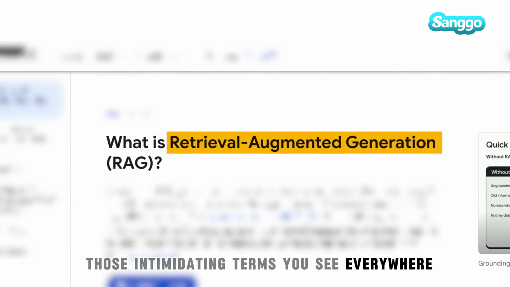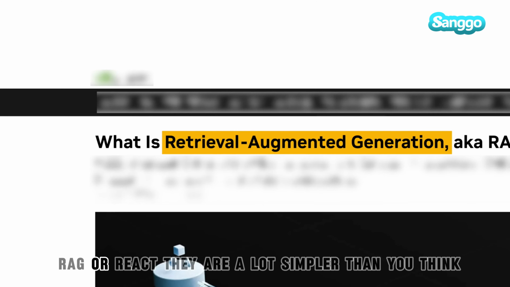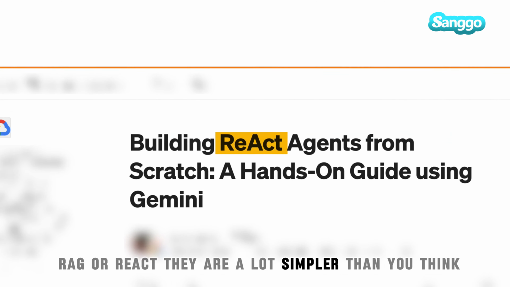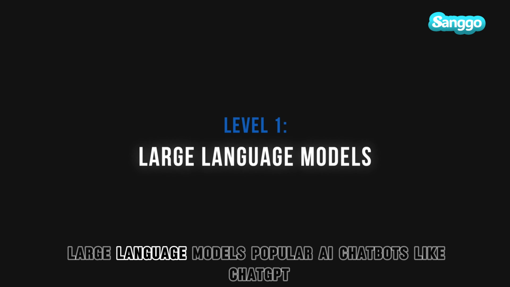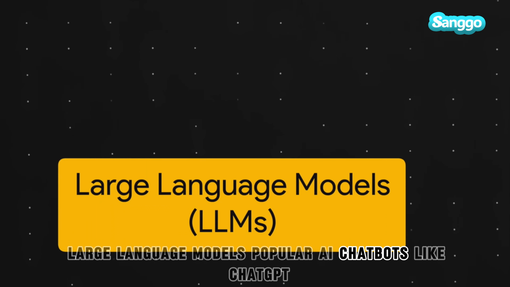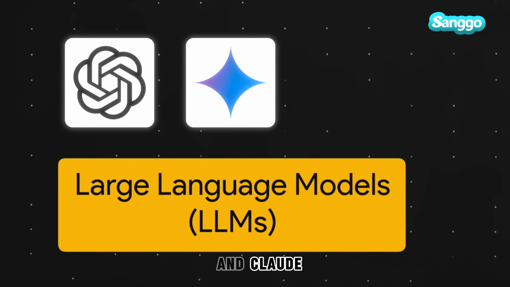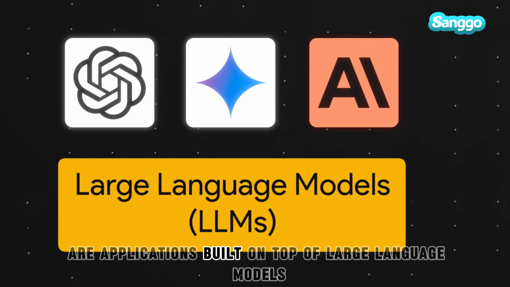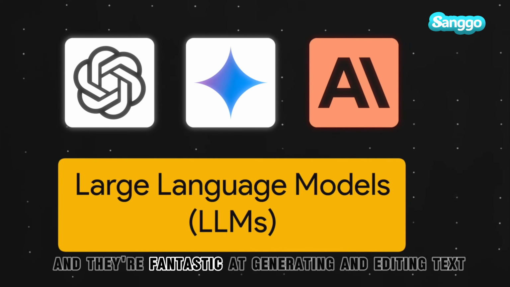And believe me when I tell you, those intimidating terms you see everywhere like RAG or ReAct, they're a lot simpler than you think. Let's get started. Kicking things off at level 1, large language models. Popular AI chatbots like ChatGPT, Google Gemini, and Claude are applications built on top of large language models, LLMs, and they're fantastic at generating and editing text.